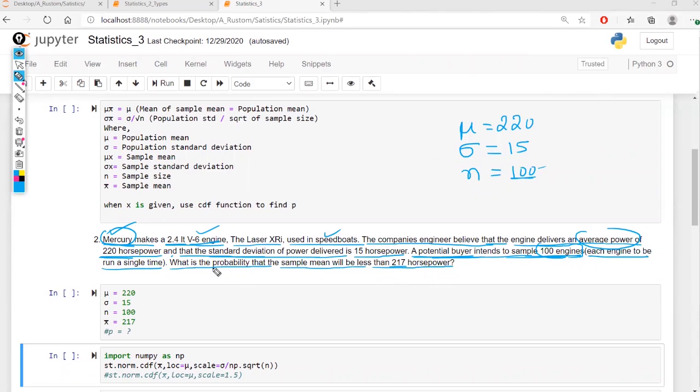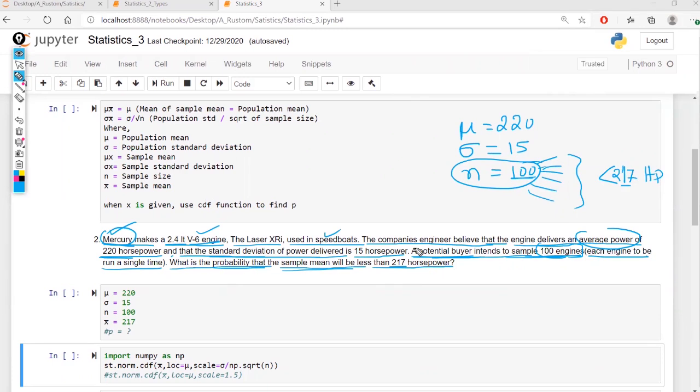So we need to find the probability that the sample mean will be, these are running every time, the mean of this horsepower, right? So what is the percentage of that getting less than 217 horsepower? All right. So that is what he wanted to test.